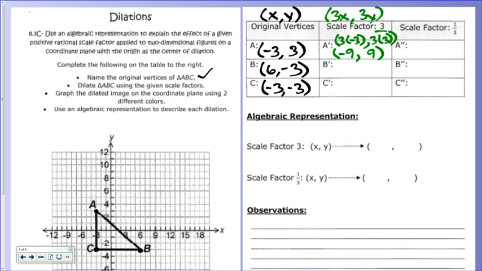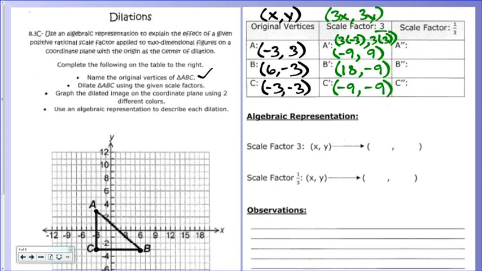Okay, so let's try the next one. I'm going to plug in my x and y values, multiply them by 3. So I plug in 6 from ordered pair B for my x, so 3 times 6 is 18, and 3 times -3 is -9. Now C, plug in -3 for x, so 3 times -3 is -9, and 3 times -3 is -9.